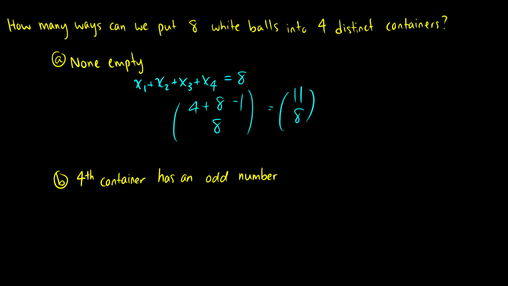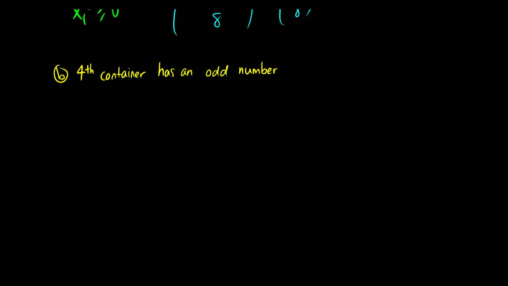What's important to remember in this example was that none of them are empty, so our xi's are greater or equal to 0 here. This one's a little bit more challenging. So we have the same equation here, x1 plus x2 plus x3 plus x4 is equal to 8, but we have a restriction. x4 has to be an odd number. So x4 is going to be 1, or it's going to be 3, or it's going to be 5, or it's going to be 7. So we have 4 questions to solve here.